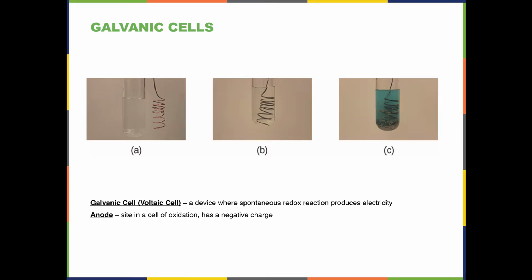The site of oxidation of a galvanic cell is called the anode, and it has a negative charge. It is the site of the oxidation reaction that we will be writing. The cathode is the site of reduction, and it has the positive charge. So the anode is the negative, the cathode is the positive. The anode is where oxidation occurs, the cathode is where reduction occurs.